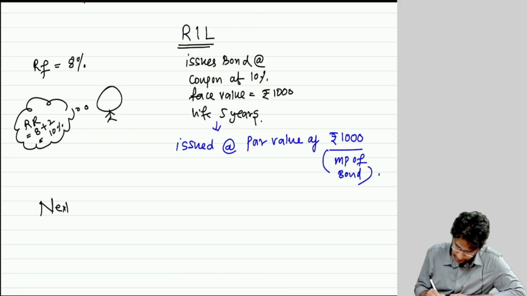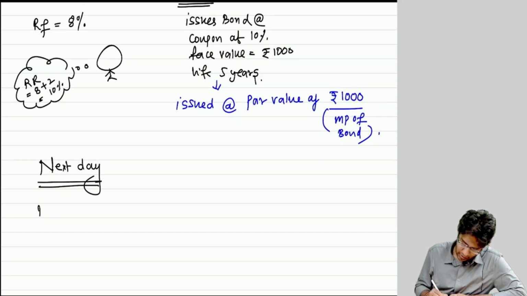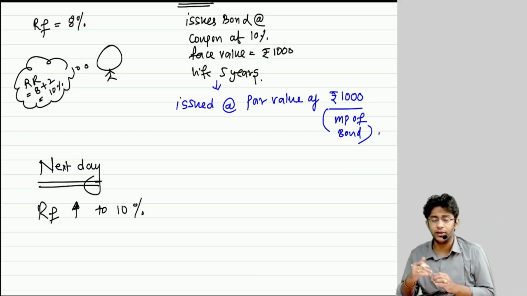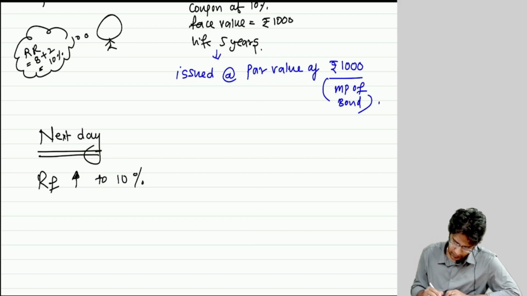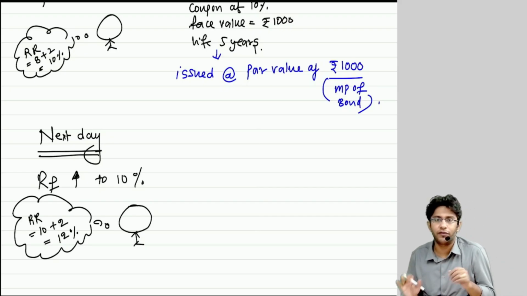Next day, risk-free rate increased to 10%. When the risk-free rate increases like this to 10%, my required return is 10. Reliance is risky, so I want 2% more. 12%. My feeling changed.